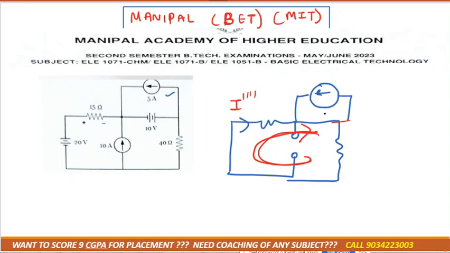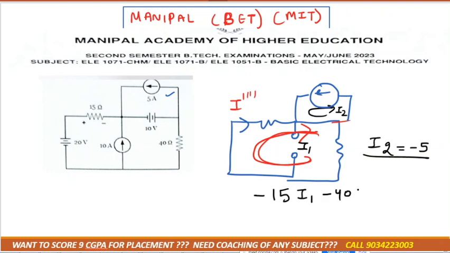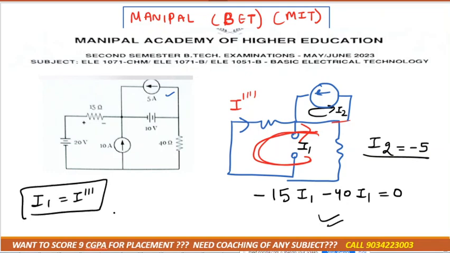So in this, if I take it like this, this one is I2, one is I1. I2 is equal to minus 5 because these two are in the opposite direction, and for this, the equation would be minus 15 I1 and then minus 40 I1 is equal to 0, right? By solving it, we'll get I1, and this I1 would be equal to I triple dash. Got it? And then we'll need to calculate V triple dash.